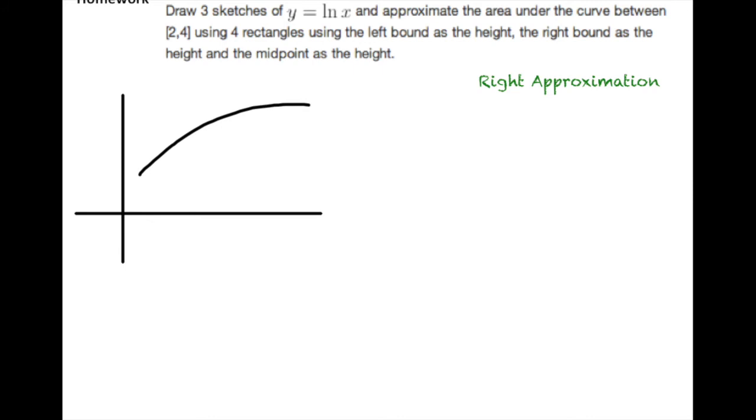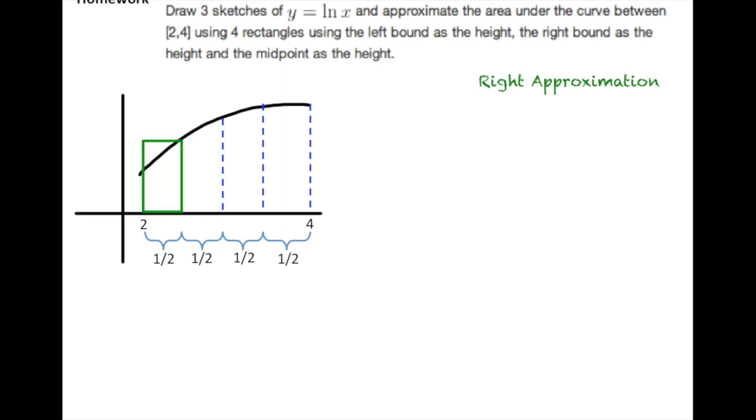Okay, so now I'm going to find my right approximation. And my right approximation is going to be starting the same way, right? I have 2 to 4. I'm still going to have the 4 rectangles, and the change in x doesn't change as well. That is still 1/2. Okay, but now my rectangles are going to be, the height is going to be determined by the right-hand side of the rectangle. So here I've drawn the approximation for each of the rectangles. Now this means the height is also going to be different for each of them. So for this one, you're going to have f of 4.